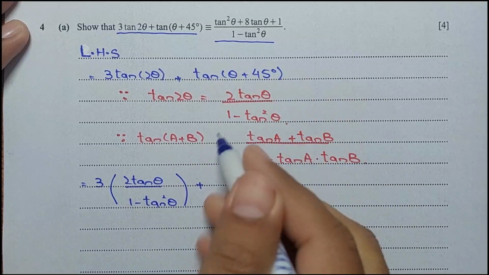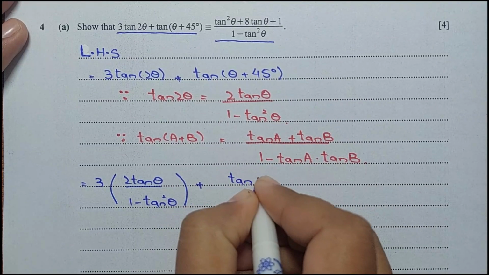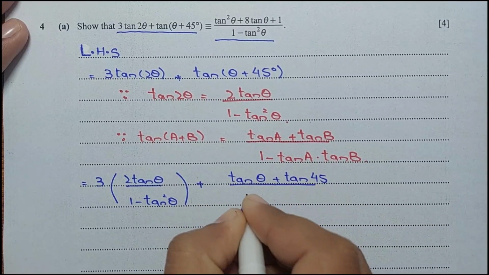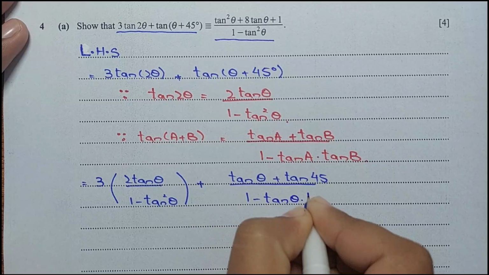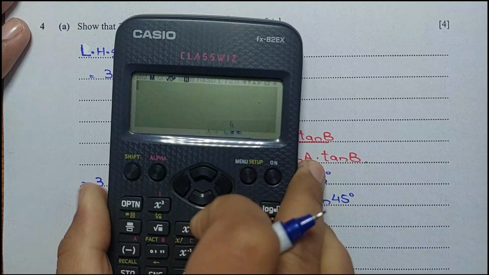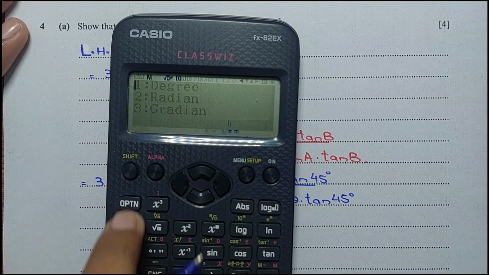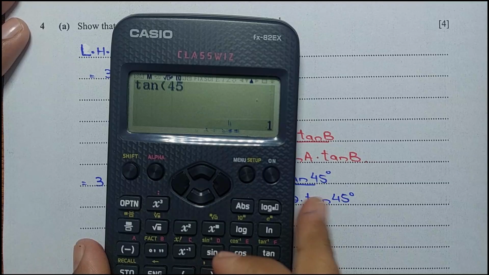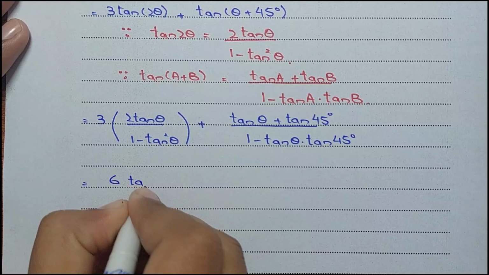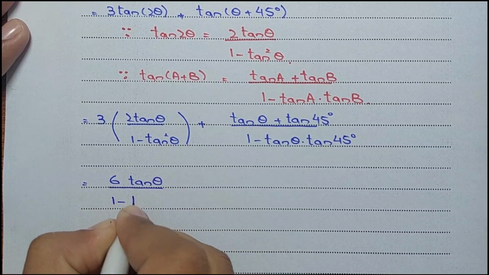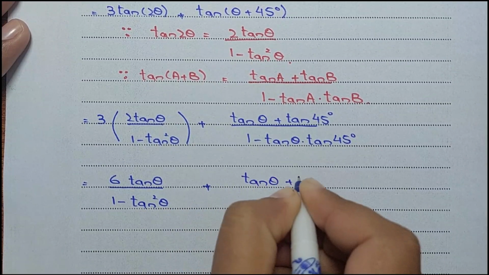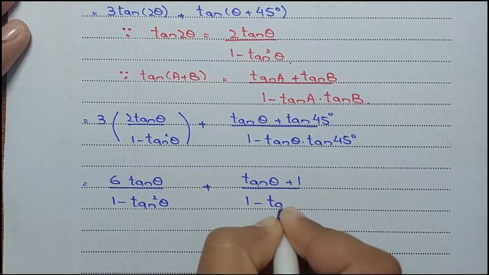plus tan(A plus B), which is tangent of A plus tangent of B divided by 1 minus tangent of A times tangent of B, which is 45 degrees. And tan 45 is 1. You can check in degrees. Tangent 45 degrees is 1. Okay. So here we have 3 times 2, 6 tan theta divided by 1 minus tan squared theta plus tan theta plus 1 divided by 1 minus tan theta.